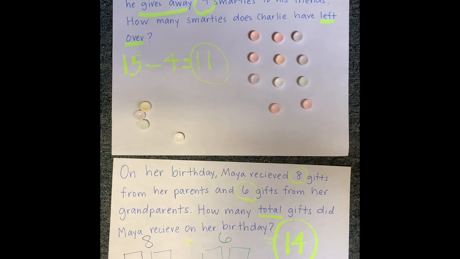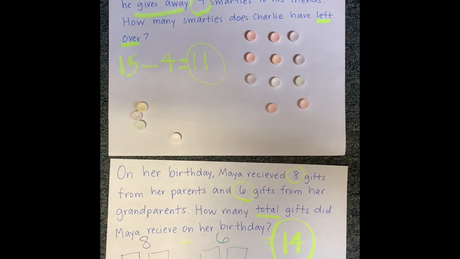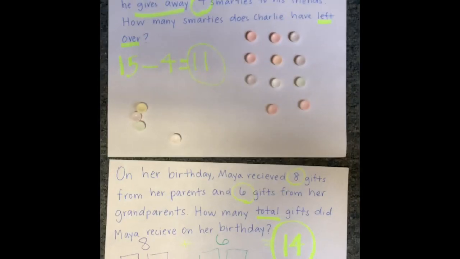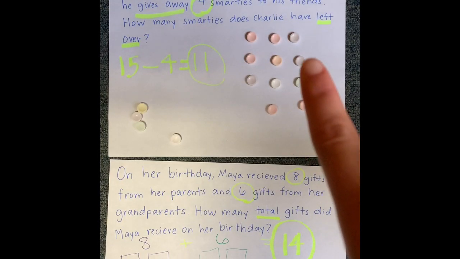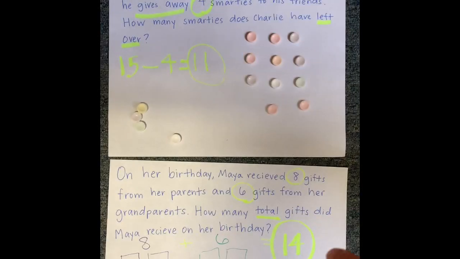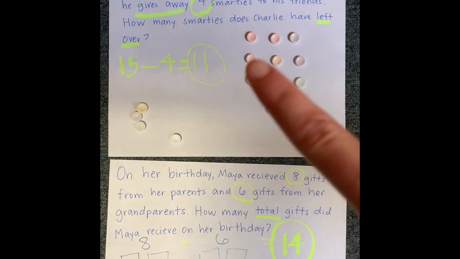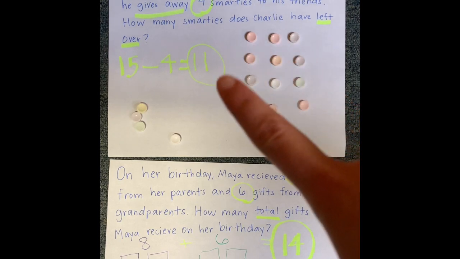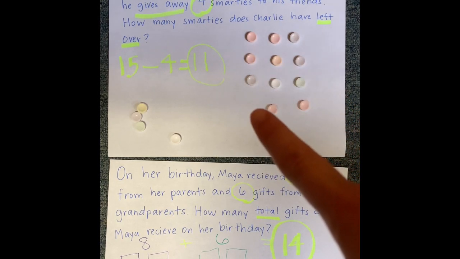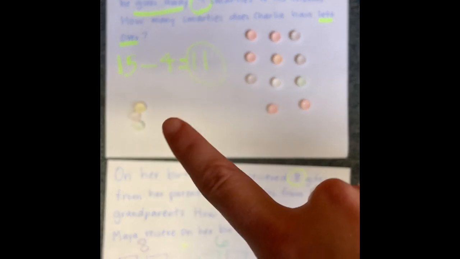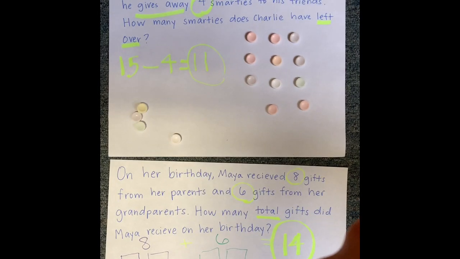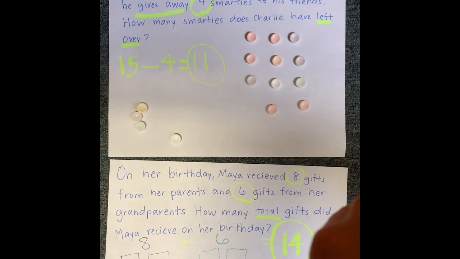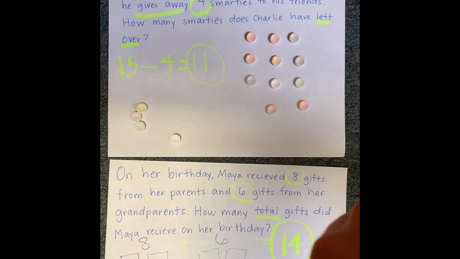All right, everybody, just as a recap for what we did in these 2 problems, in this top one, we learned that Charlie had some Smarties. And he gave away some of his Smarties to his friends. So we had to figure out how many he had left over. And so we looked at all the Smarties, we counted 15 of them, and then we subtracted 4 because those ones he gave away to his friends. And we found that that meant he had 11 Smarties left over to eat during his snack time.